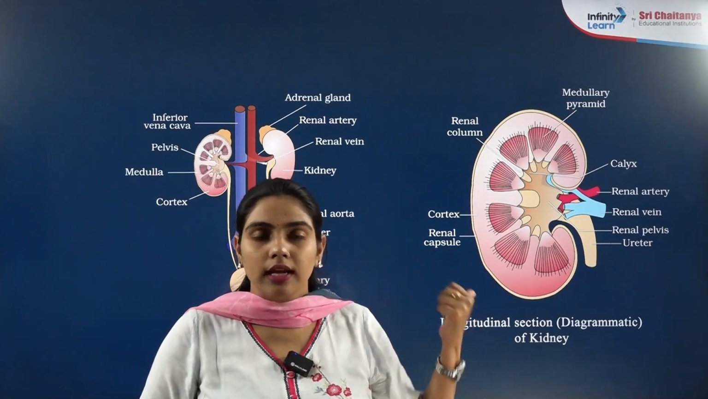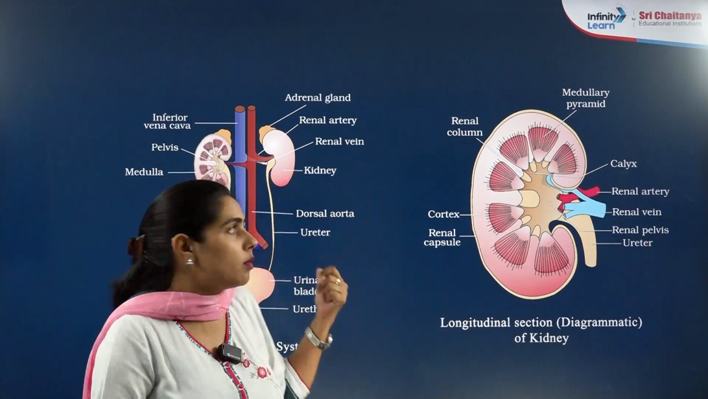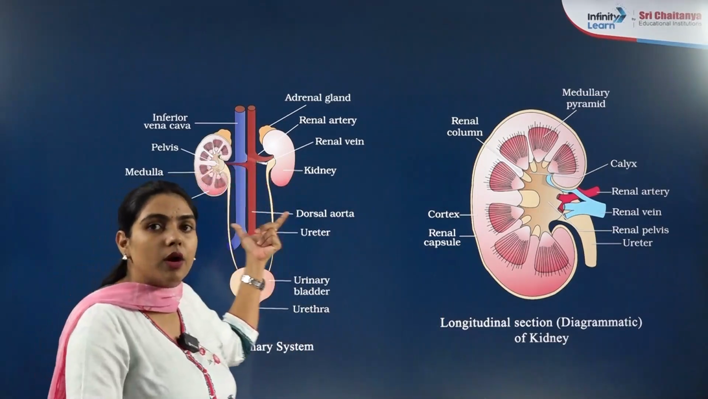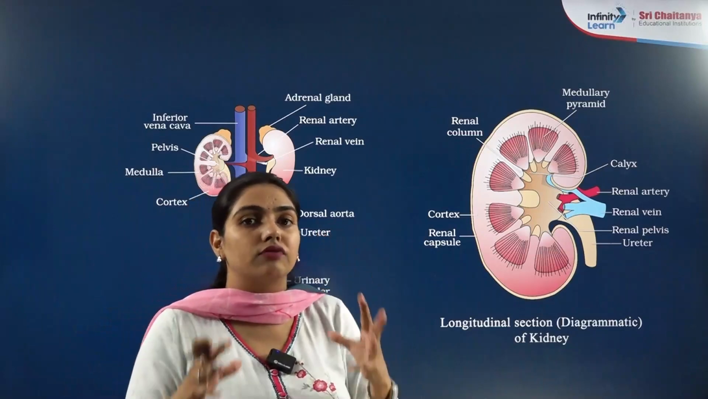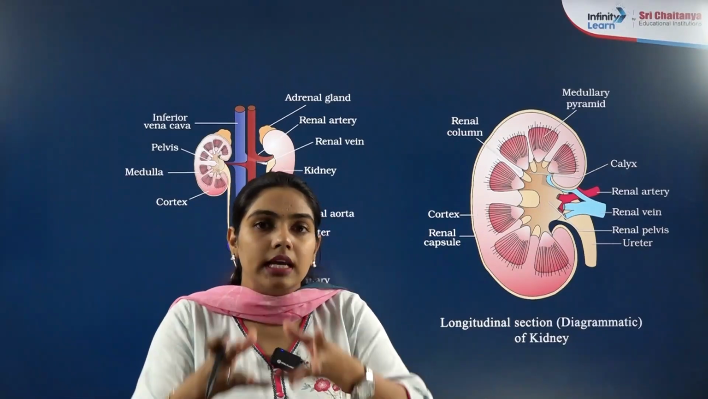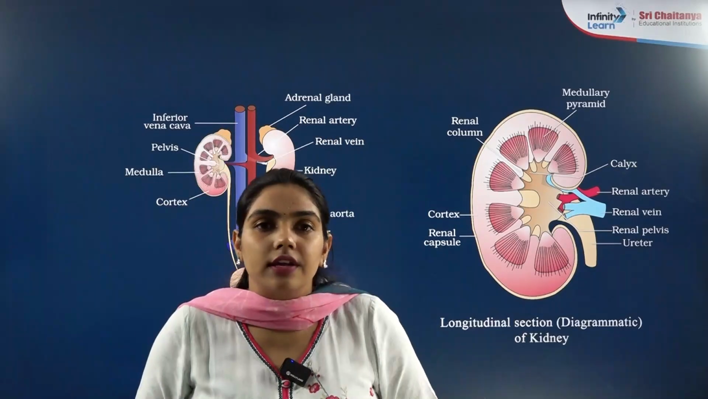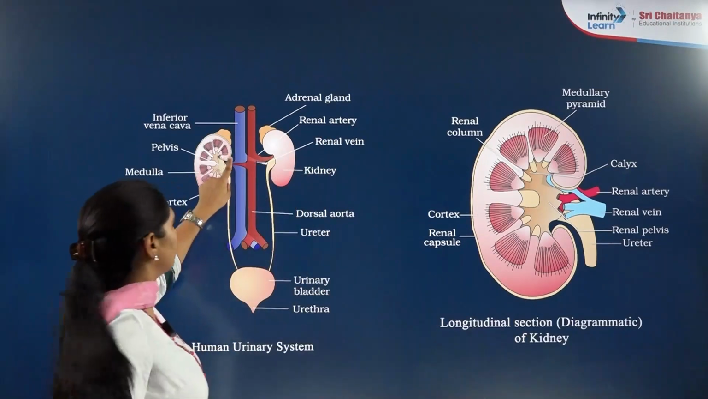And as you know, the kidneys are present lower in the body. That is why from here the deoxygenated blood of the kidneys will be taken by the inferior vena cava. So this is for that purpose, right?